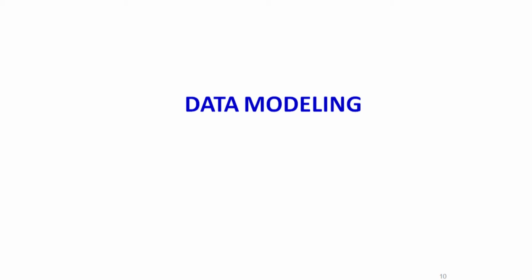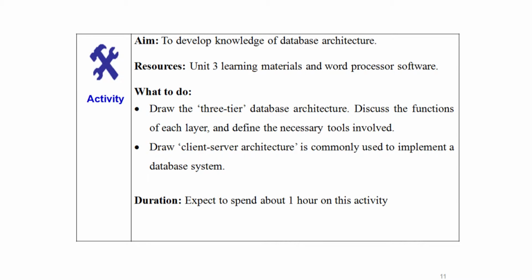The third topic is data modeling. This is the activity for data modeling. Aim of this activity is to develop knowledge of database architecture. You need learning materials for this particular lecture, which is lecture 3, and word processor software. The task is to draw a 3-tier database architecture, discuss the functions of each layer, and define the necessary tools involved.